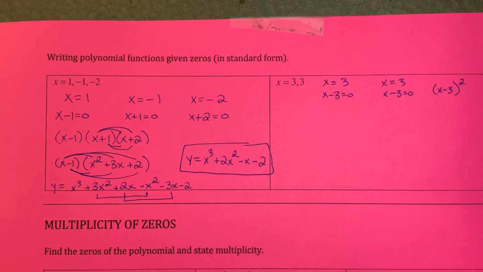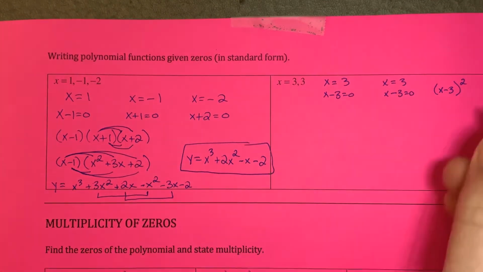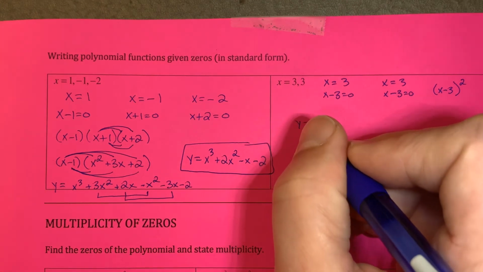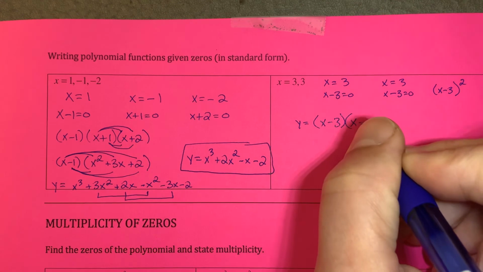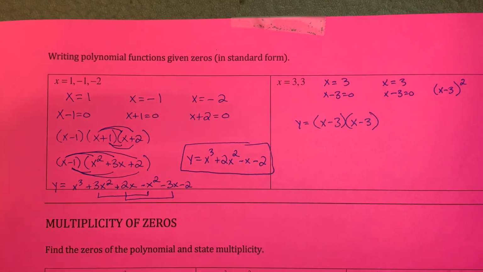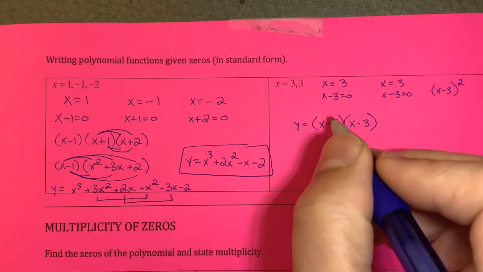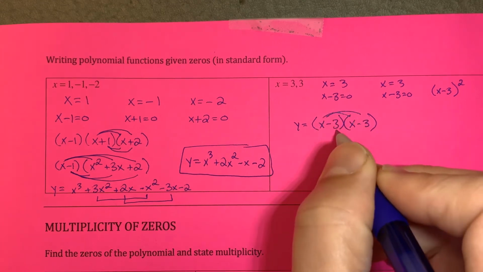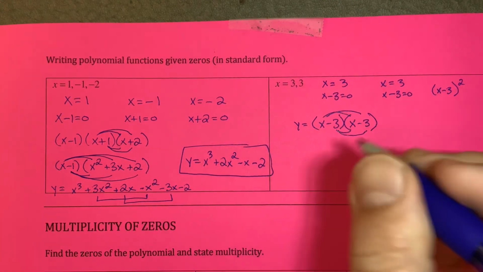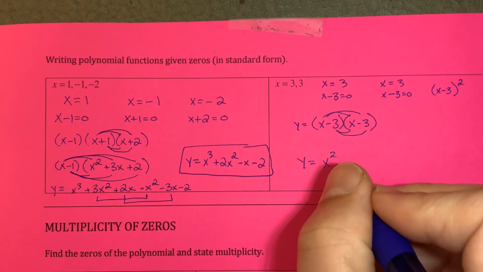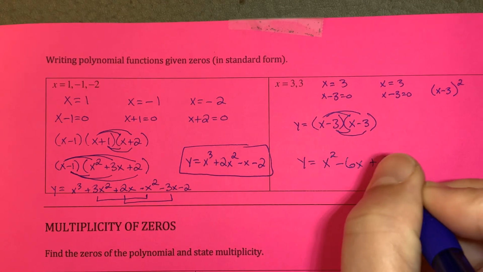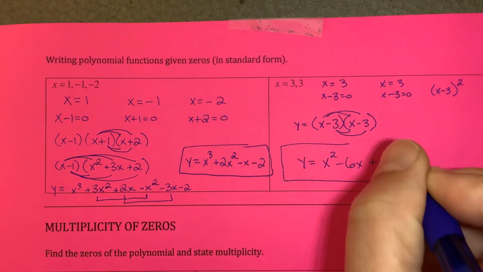Just write it once and then square it. Or what we'll do for this sake is write it out twice. X minus 3 and an x minus 3. And then that way we can FOIL it and get our standard form. All right. And so we would end up getting y equals x squared minus 6x plus 9. And there you go.